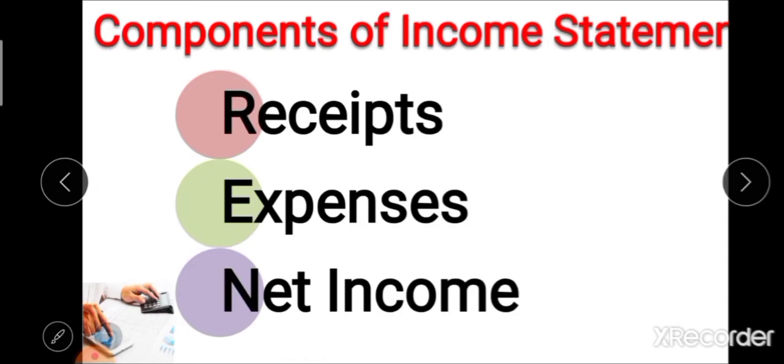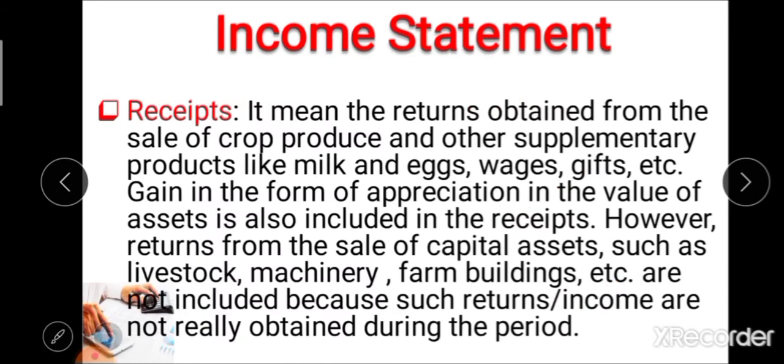After the definition of income statement, next point is components of income statement. There are three major components of income statement. The first one is receipt, the second one is expenses, and the third one is net income. So we see these different components of income statement one by one. First component is receipt.